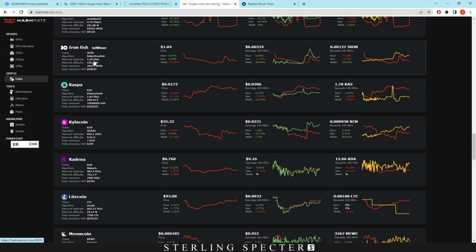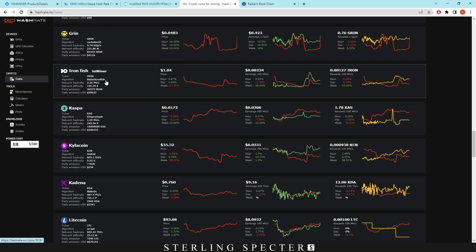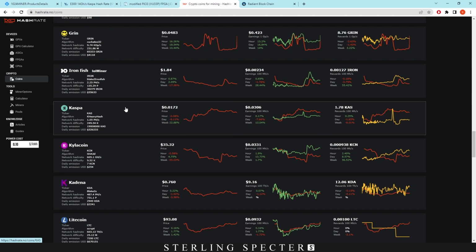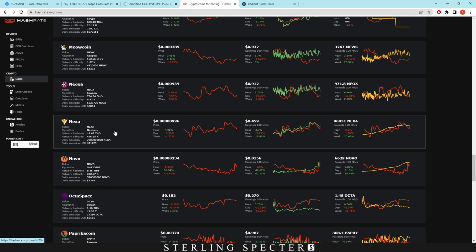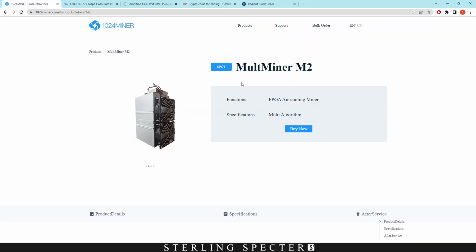And then probably eventually we're going to see ASICs on the Radiant blockchain. And I don't know about ASICs on IronFish. That might be a different problem to encounter. But hopefully we see FPGAs for Nexa coin as well, because I believe that they allow for FPGAs on the Nexa network. So the main miner that people have been using to mine IronFish and Radiant is the multiminer M2.